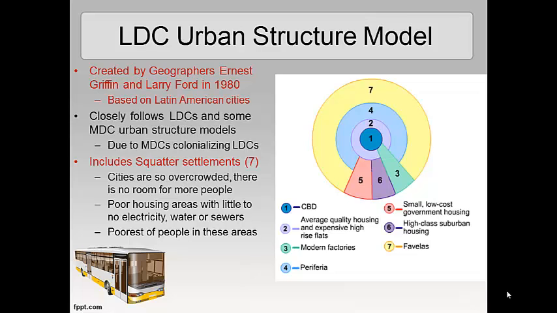Now, here's a big difference. If you look at the LDCs on the outer ring, they include something called a squatter settlement. In this specific example, they're called favelas, which is a term used in Brazil for very poor urban housing, aka squatter settlements. These cities are so overcrowded in LDCs that literally there's no room for people, and they are pushed to the outskirts of town. In these poor housing areas, there is little electricity, if any, little running water, if any, and definitely little to no sewers. The poorest of people live in these areas. And also, as you can see, there are different sections that do not apply to other urban structure models.